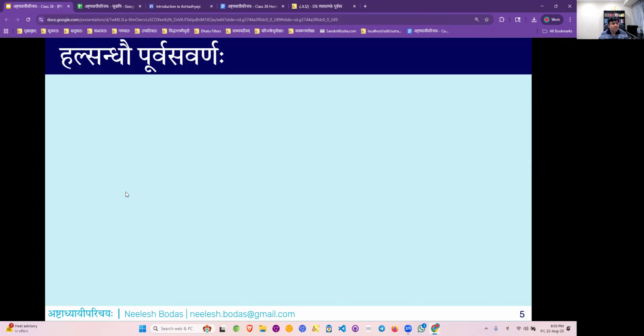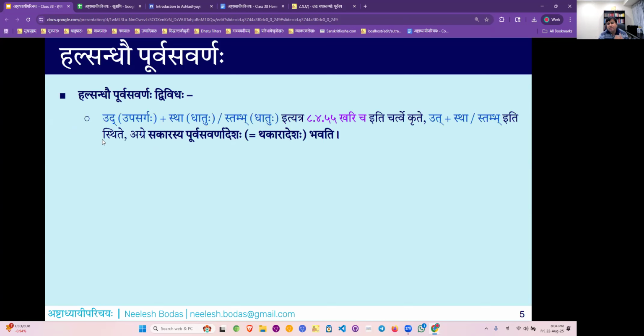Now, exact opposite is happening over here. Hal Sandhau Purvasavarnaha. So now the transformation is on the Para letter, and the Adesha will be determined by looking at the Purva letter and finding an appropriate Savarna of that. So Hal Sandhau Purvasavarnaha Dvividhaha. तत्र प्रायेण उभयथा उदाहरणानि भवद्भिः सर्वैः ज्ञायन्ते, अतः इदानीम् एकवारं झटिति उक्त्वा सूत्राणाम् अध्ययनं कुर्मः. So the first type of Purva Savarna is specific to a certain Upasarga Dhatu condition only.